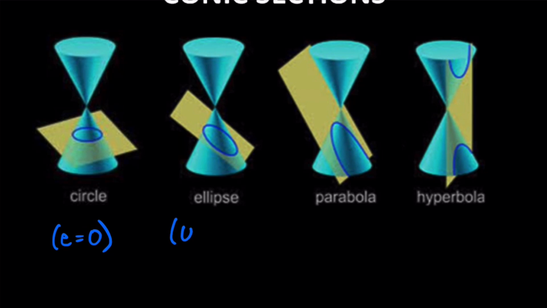In an ellipse, the eccentricity is between 0 and 1. That's when the cross section starts sloping upwards. When that cross section becomes parallel to the edge of the cone, that forms a parabola, where eccentricity equals 1. And then for a hyperbola, eccentricity is greater than 1.